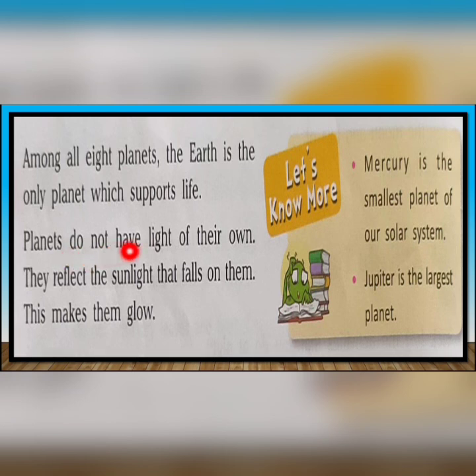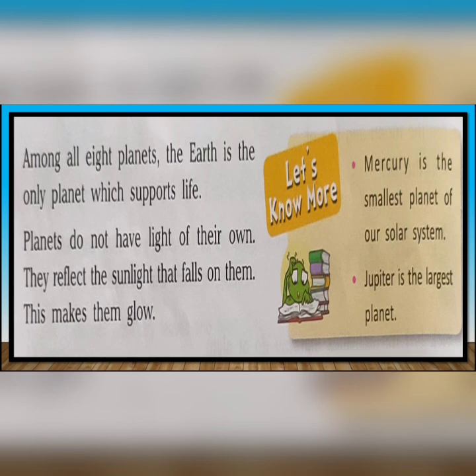Planets do not have their own light. They only reflect the sunlight that falls on them, which makes them glow. Stars have their own light. But planets don't have their own light, yet we can see them shining. How? It is because they reflect the sunlight that falls on them.